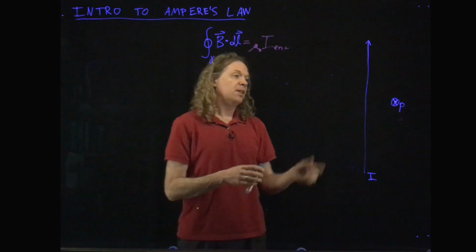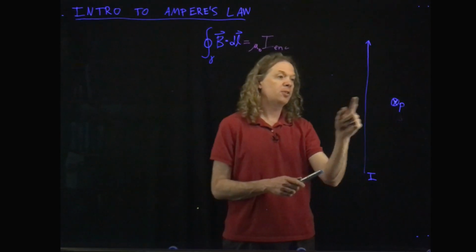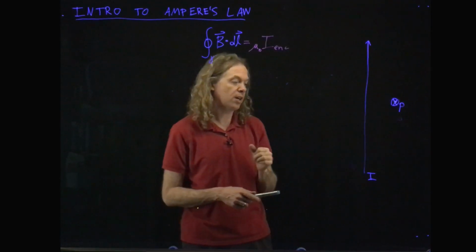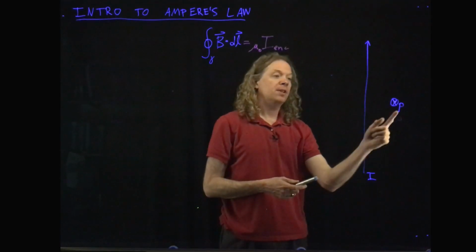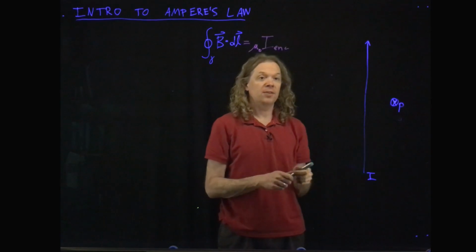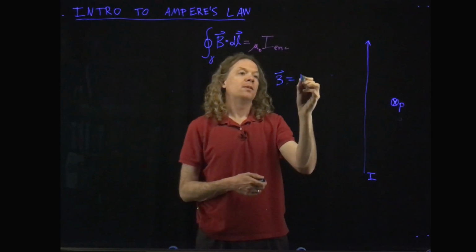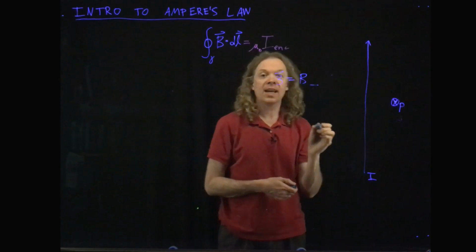It's going to be the same out here. Equidistant away from the wire, the magnetic field is going to be exactly the same. We actually know that from the Biot-Savart law. That means everywhere around the wire, the magnetic field is going to be the same, so it's a constant value, and I need to indicate some direction.